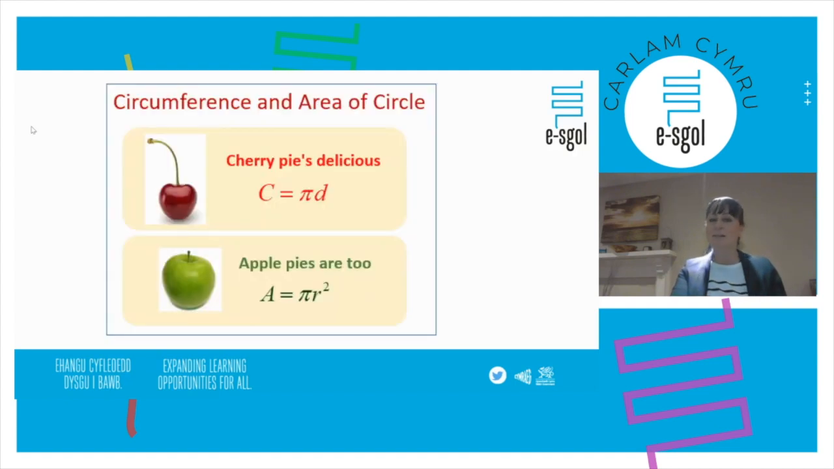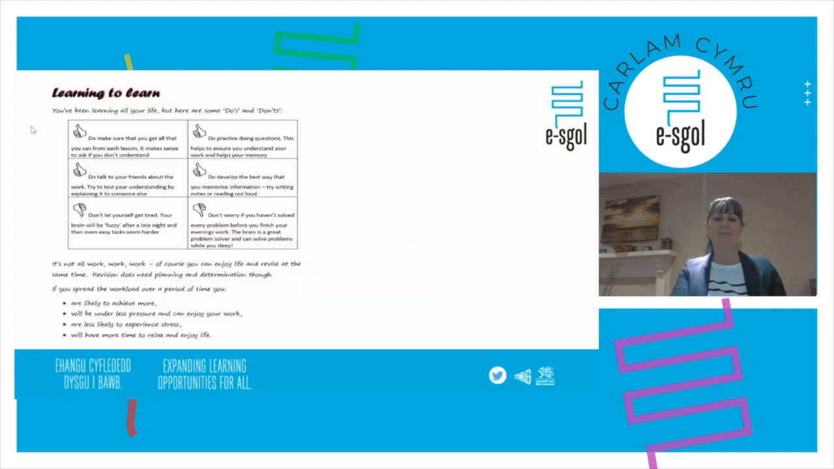We've got one here for maths, which covers circumference and area of a circle. For the circumference, cherry pies are delicious. So we've got C for circumference equals pi, and then D, diameter, for delicious. And underneath, for area of the circle, apple pies are 2. So we've got the A for the apple equals pi, and then R, radius, squared for the 2. And the R is the R in the word 'are'. So really good learning techniques to use, but in a mnemonic sense.